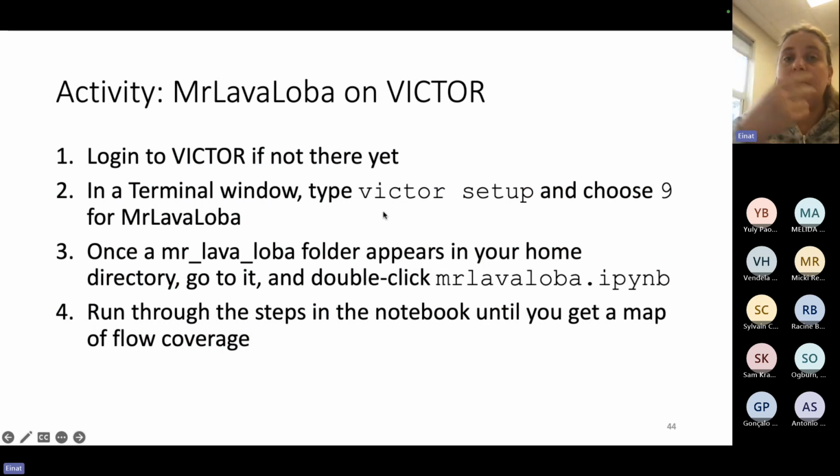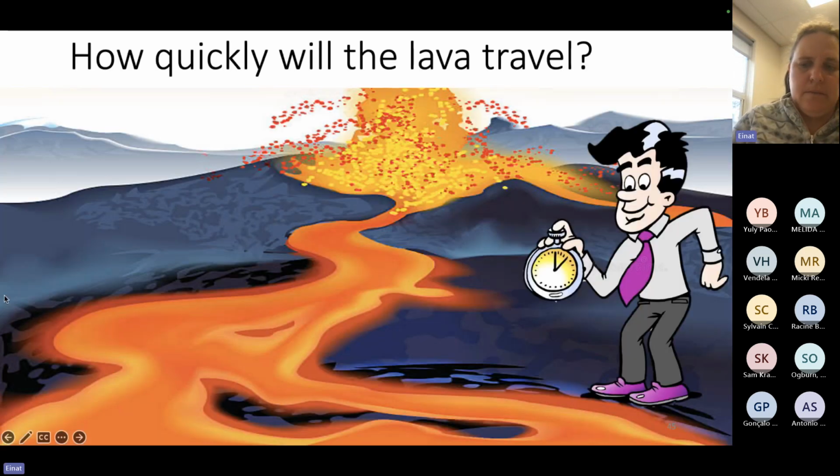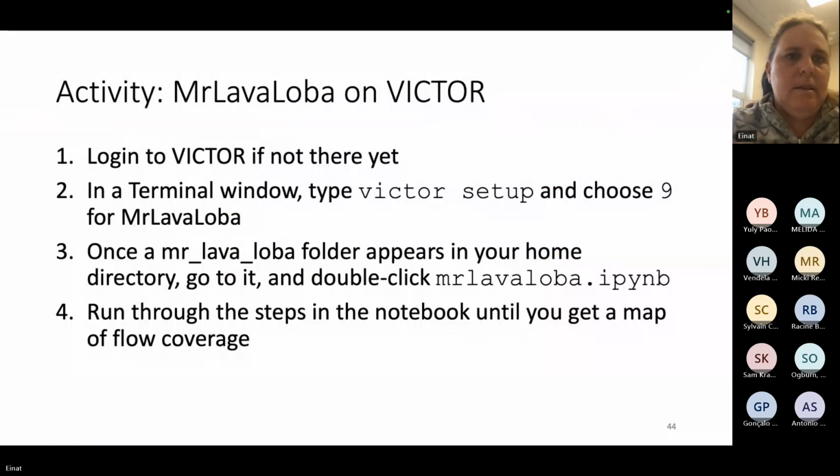So Mr. Lava-Loba exists also in Victor, and I wanted you guys to try and run it. There's an activity that is very, very similar to what we just did with molasses, so you guys can go into Victor and set it up with the setup menu, and then run that notebook. I'm gonna give it another 10 minutes to try that.